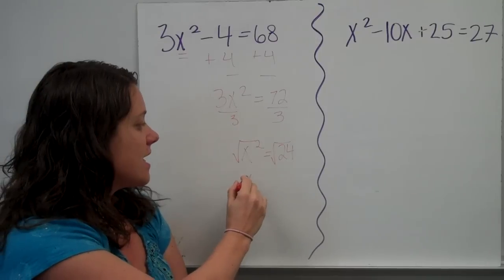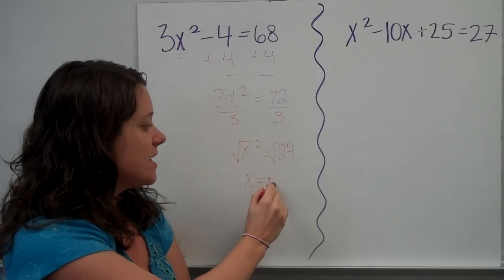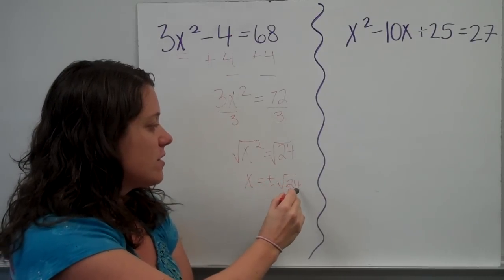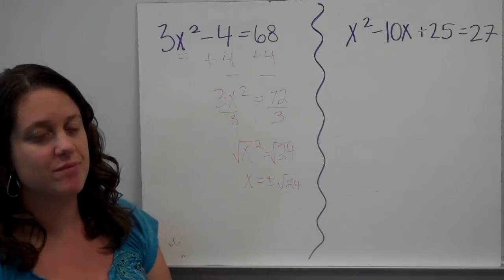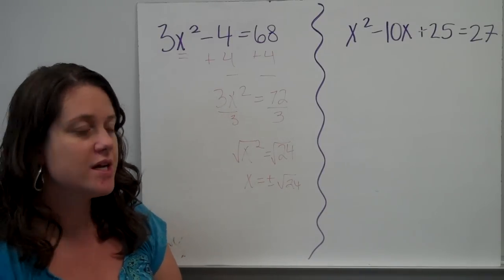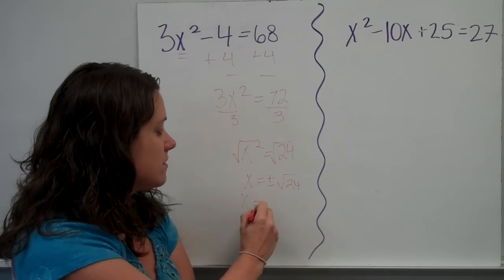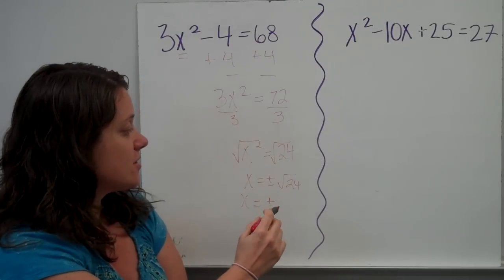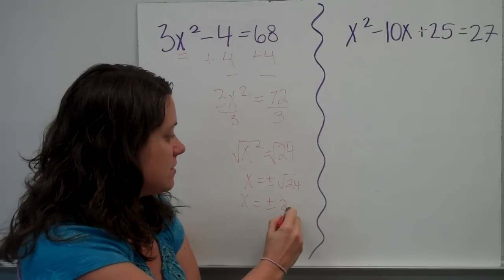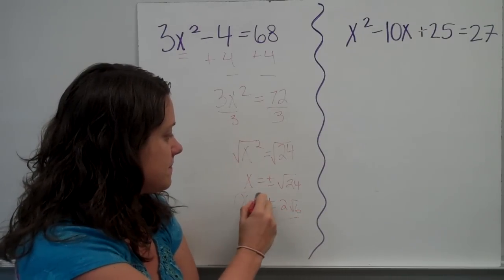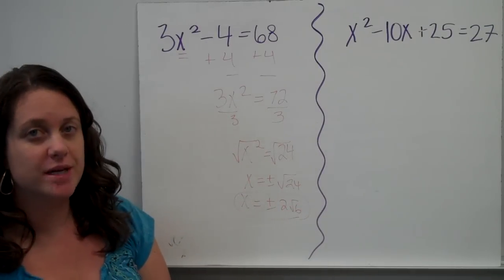So that means I'm going to get x equals plus or minus the square root of 24, but I need to check to see if that can be broken down. And so that can be broken down into the square root of 4 and the square root of 6. So my answer would be plus or minus 2 square root 6. Okay, so those are my two answers.